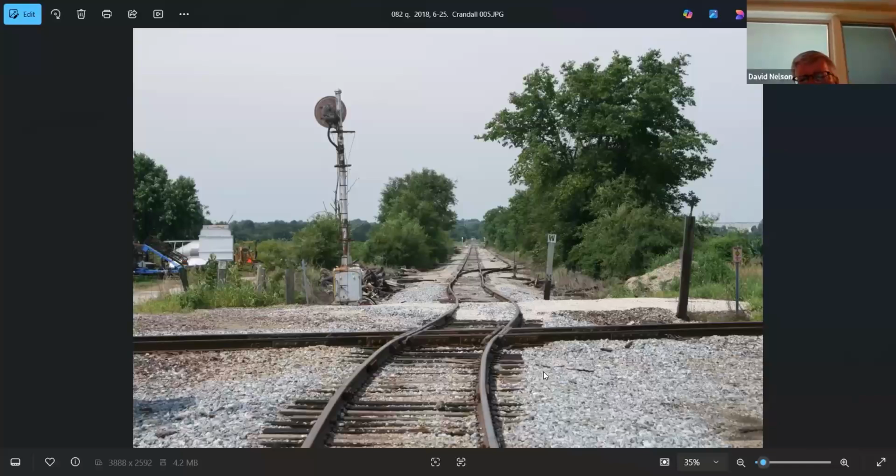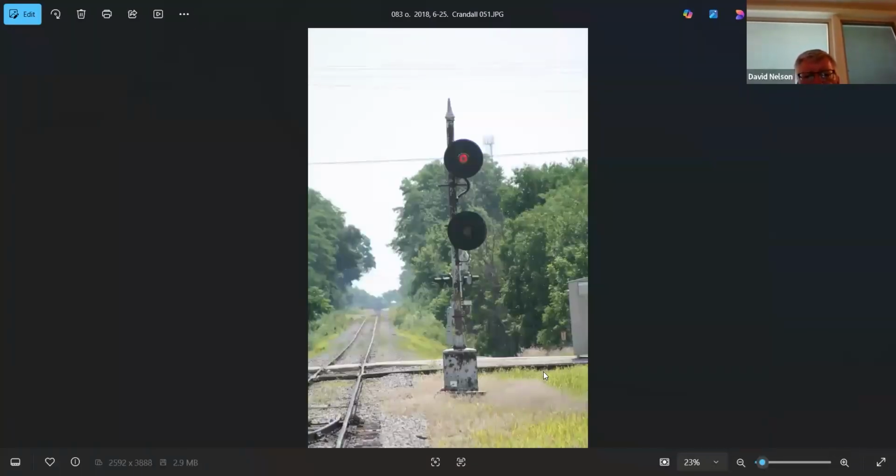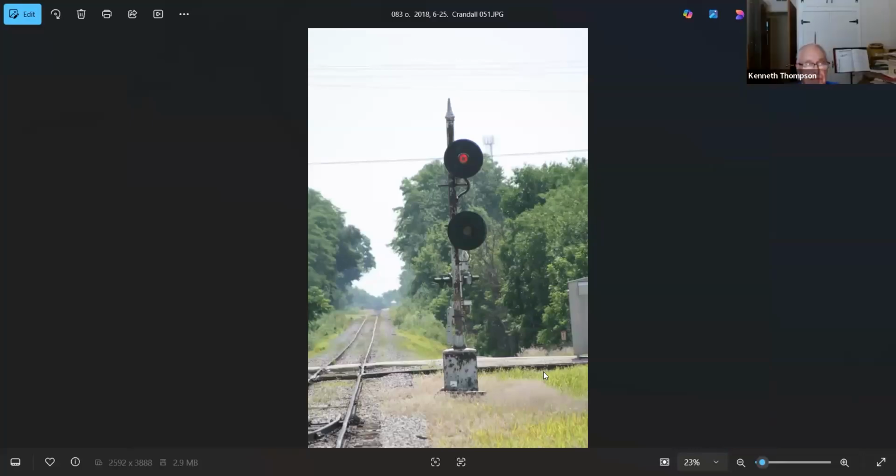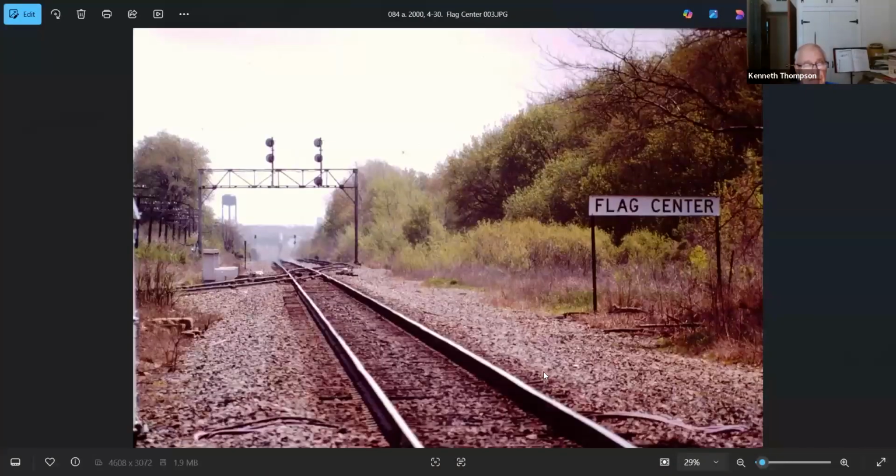Well, if you have a hankering to get to Crandall, at least it has very good access by public highways. I didn't have to go tramping through the weeds to get here. And it's fully signaled.